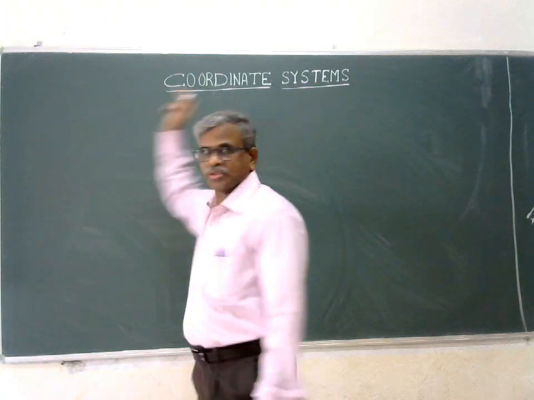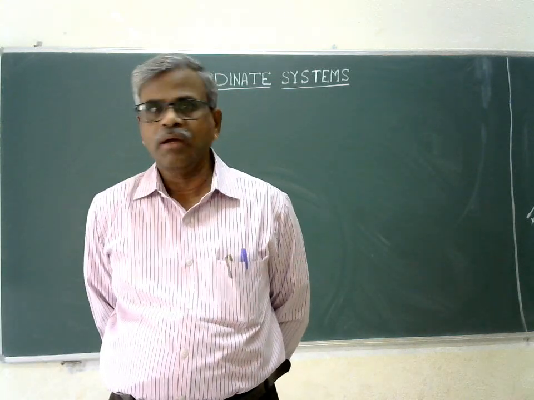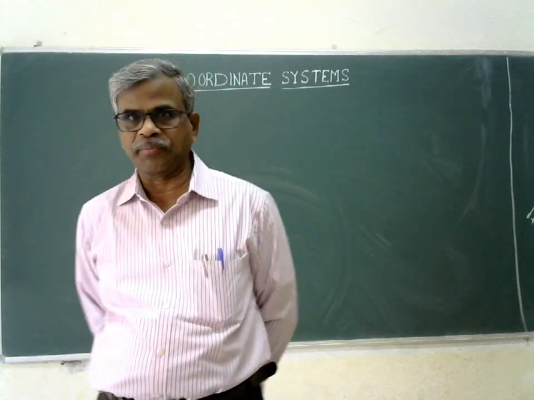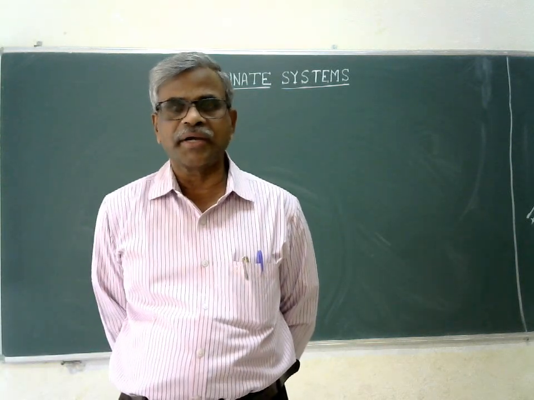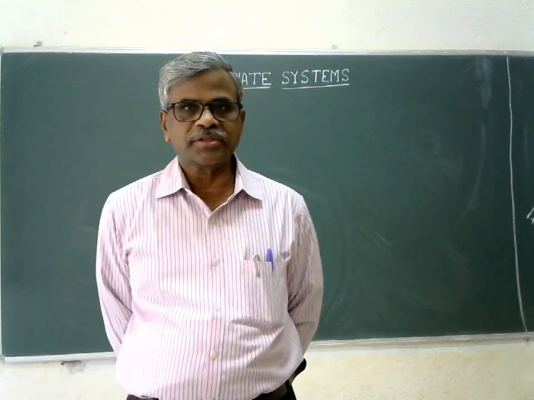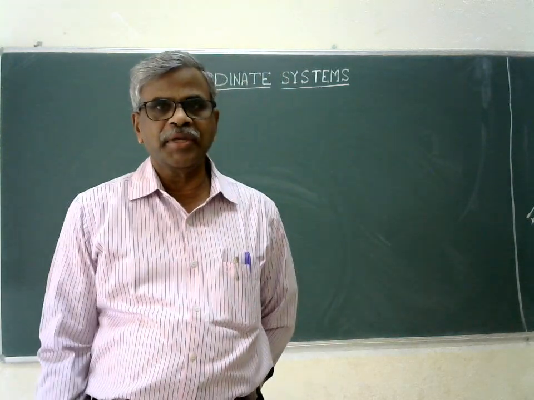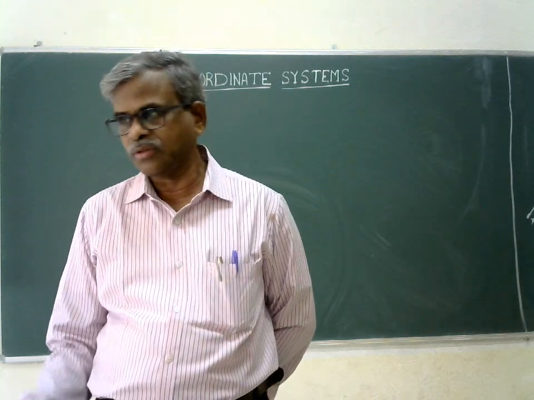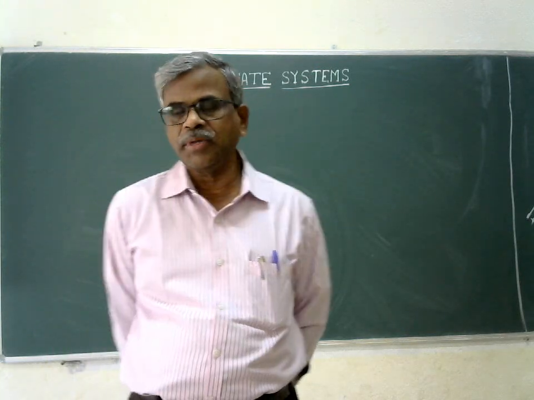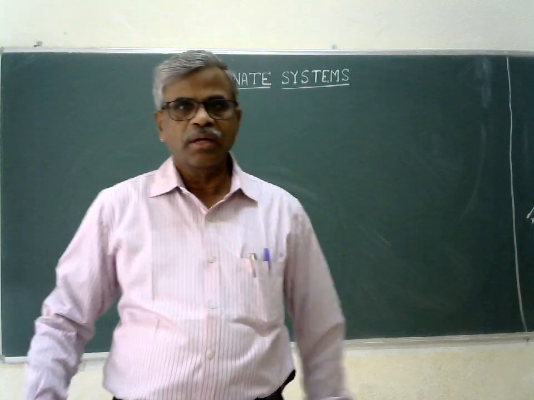Coordinate systems. Physical quantities in electromagnetic fields are functions of space and time. Spatial variations of physical quantities are defined by points in space. Points and vectors can be represented in curvilinear coordinate systems. Coordinate systems may be orthogonal or non-orthogonal.